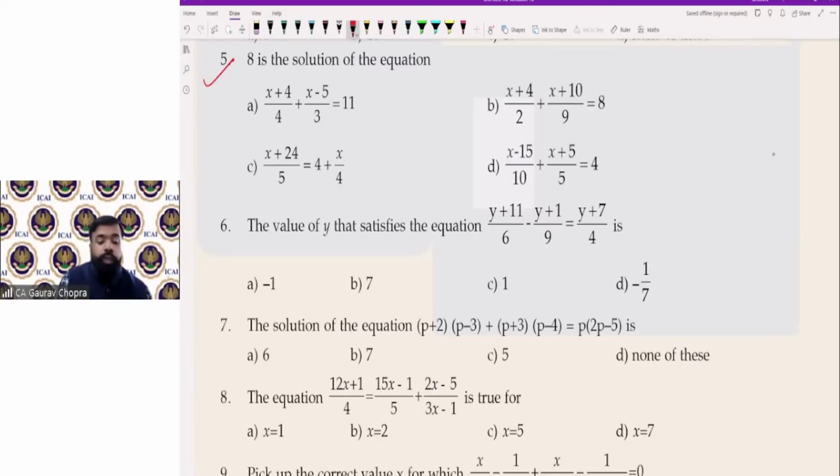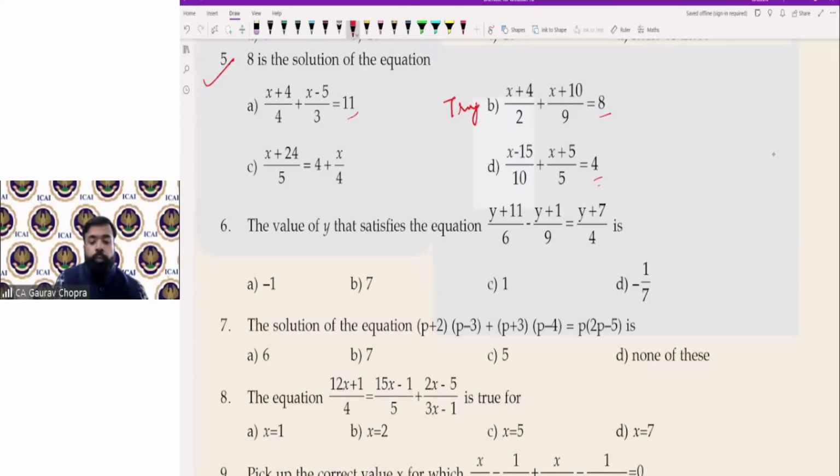Now, the first one is equal to 11, the second equal to 8, the third equal to 4 plus x by 4, and the last one is something else. Since option B has equal to 8, it might be the correct option. So there are greater chances that option B will be correct. Don't rely on this, but you can try option B first.